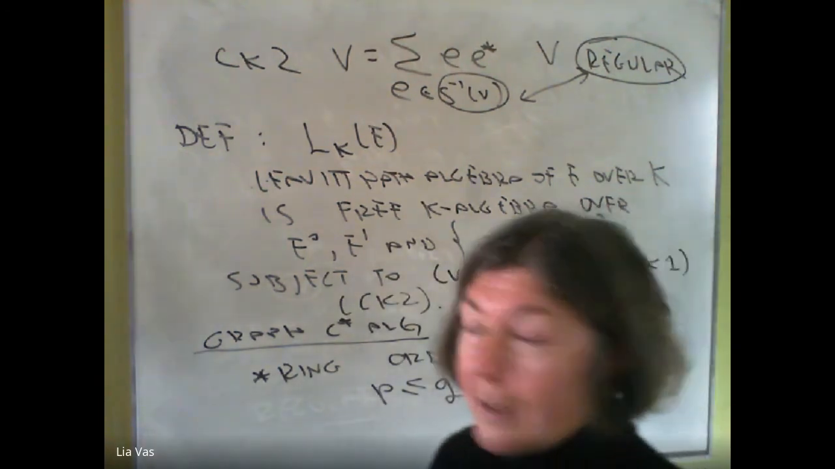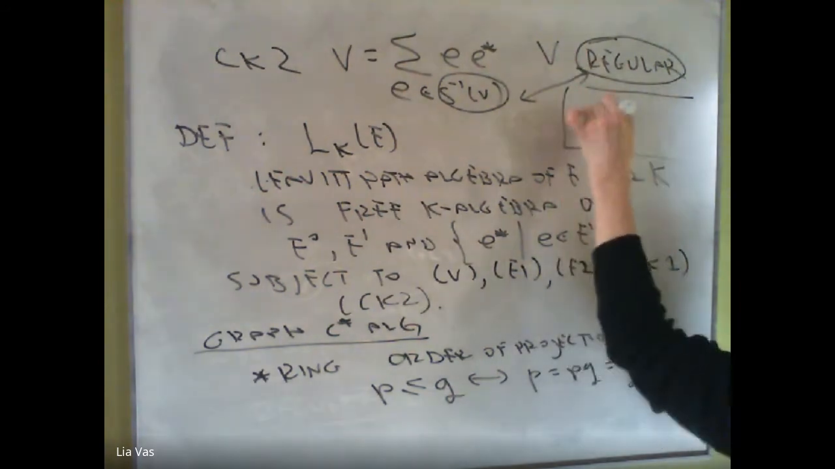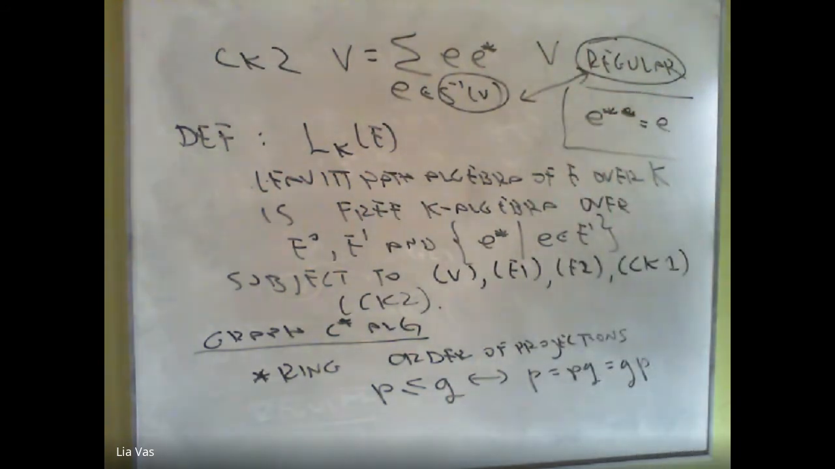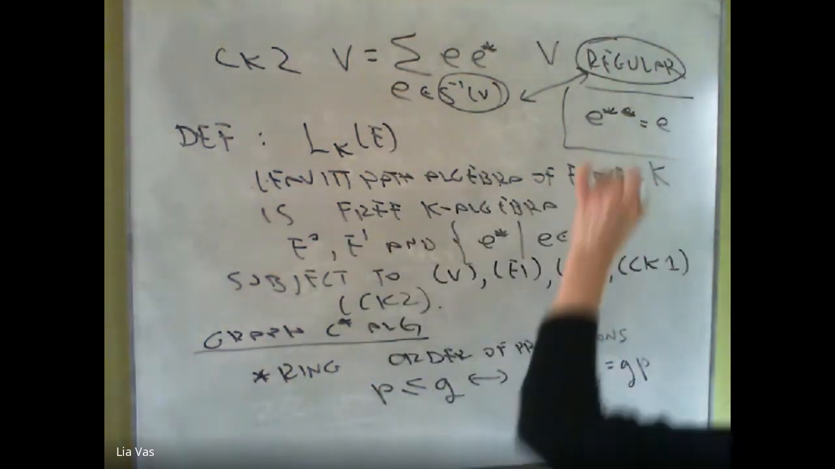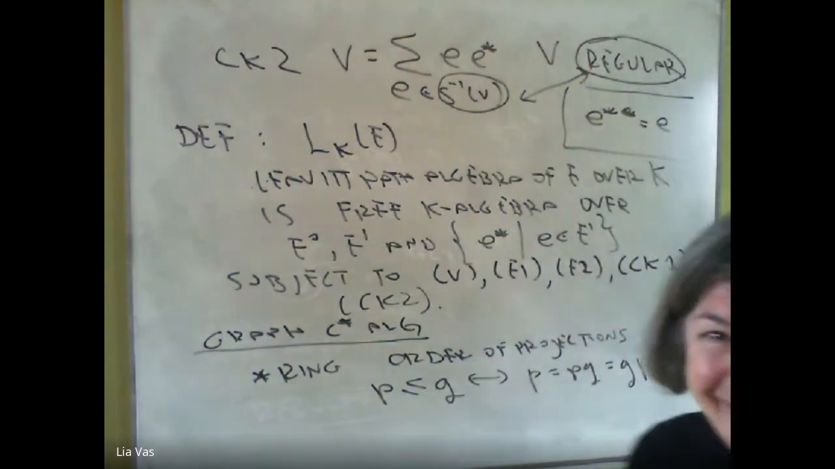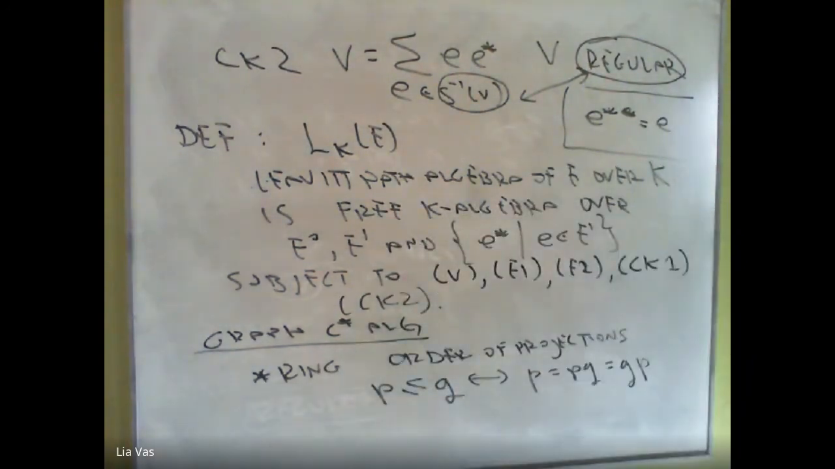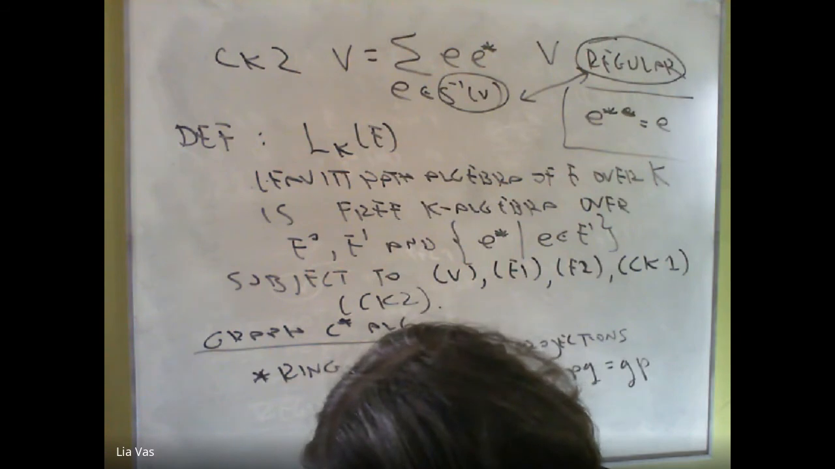So E star star. Okay, let's actually go over this. E star star is going to be E, because remember that one of the requirements in a star ring is that X star star is X. That's why E star star is going to be E. Thank you for your question. And I'm glad that I was able to figure out where the chat line is.